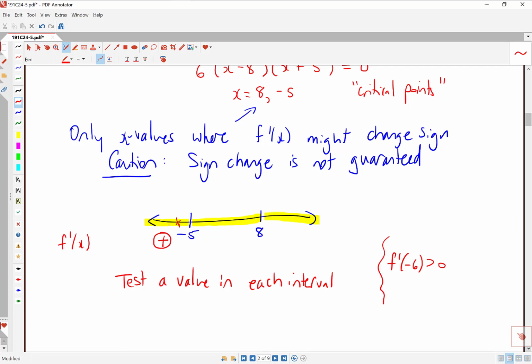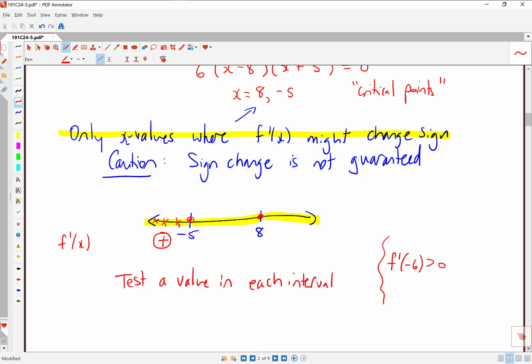It's now guaranteed that if you plug negative 8 into f prime of x, a positive number is going to come out. Guaranteed that if you put, say, x equal negative 1,000 into f prime of x, you're going to get a positive number. So why is that guaranteed? That's because the critical points are the only x values where f prime of x might change sign. So the only places the sign change can happen are here and here. Therefore, just testing one value in each little interval is enough to tell you what's going on in the entire interval. So that's really powerful.